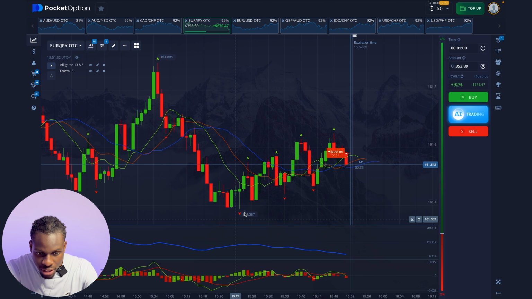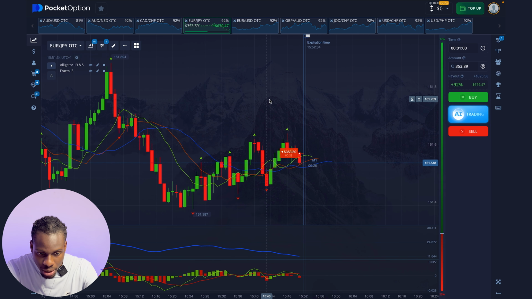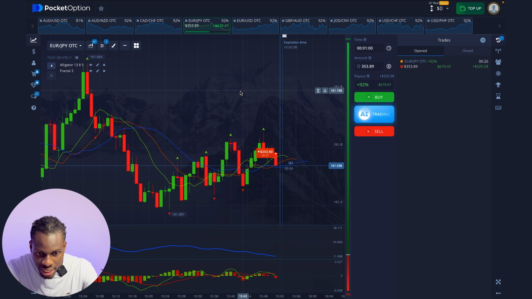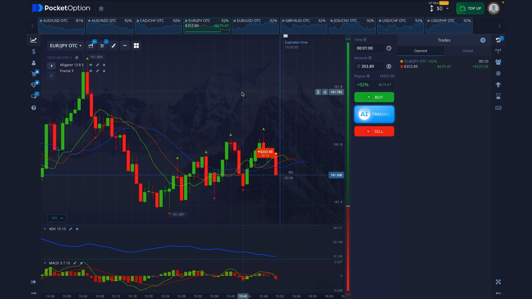For this one, I didn't really use the ADX, but the signals I got from the other indicators were sufficient. We should have the price crossing now all three moving average lines, and that would just give us further confirmation for this trade, guys. Let's see how it ends.